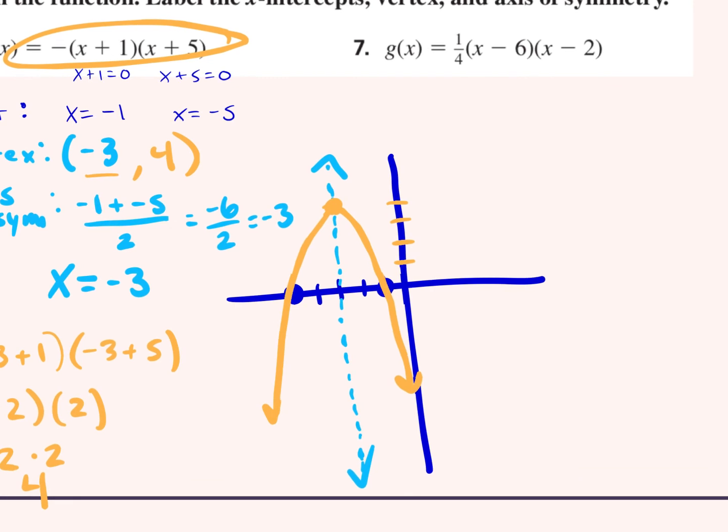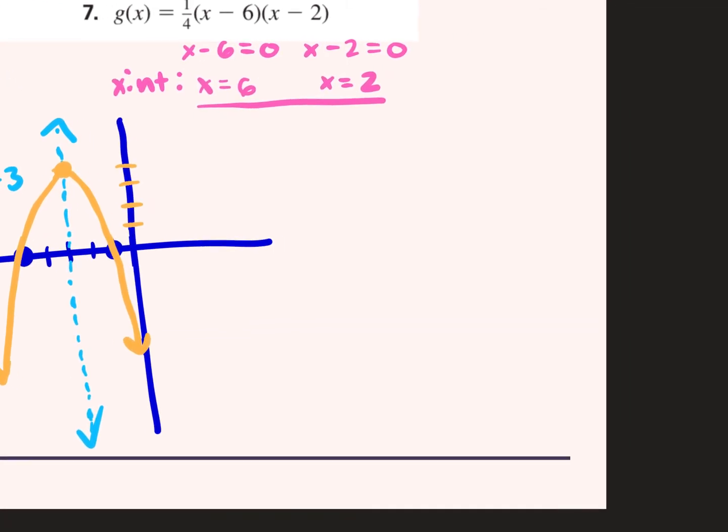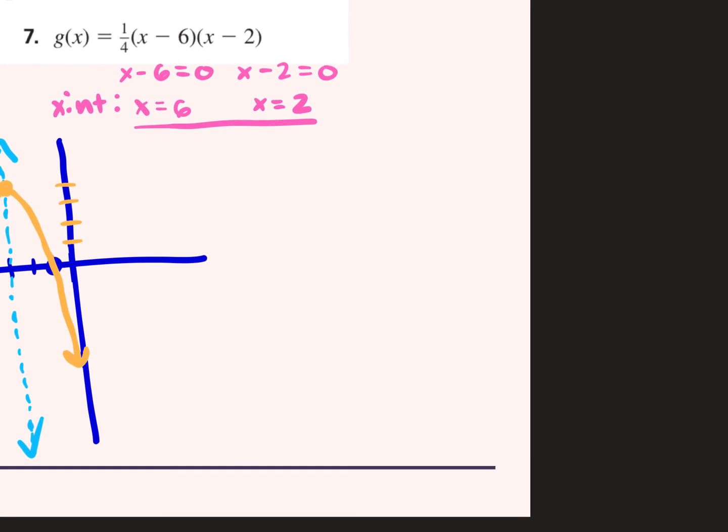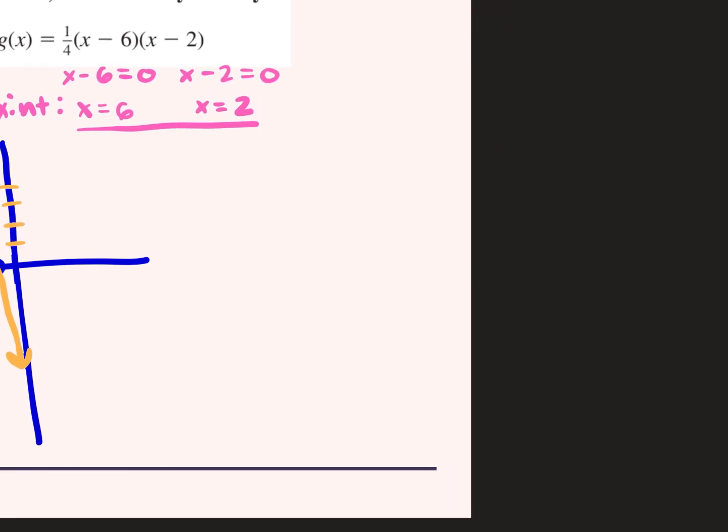All right, so number 7, what should I do first? Perfect. I set my parentheses equal to 0. So x minus 6 is equal to 0, and x minus 2 is equal to 0. So what does x equal? 6 and 2. So those are my x-intercepts. So I'm going to graph those 2 points. Go to the right 2, positive 2, and positive 6.